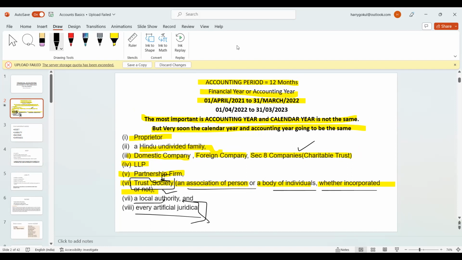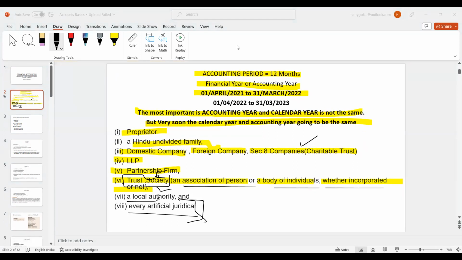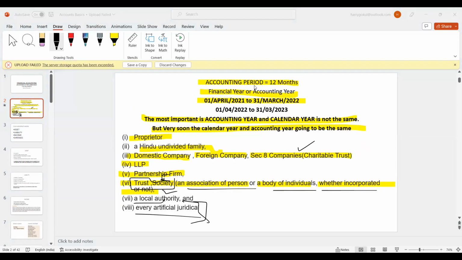It has ownership, but practically speaking there is no human owner in that. So those come under the category of artificial judicial persons.